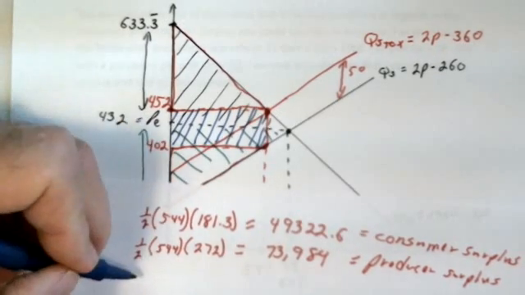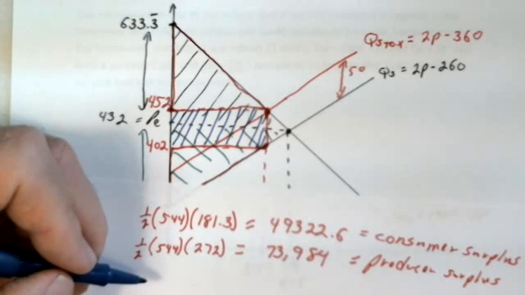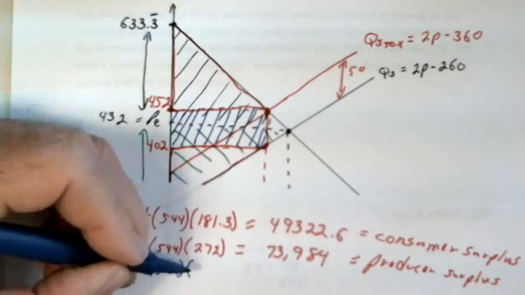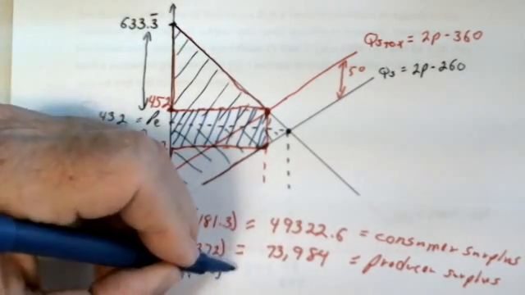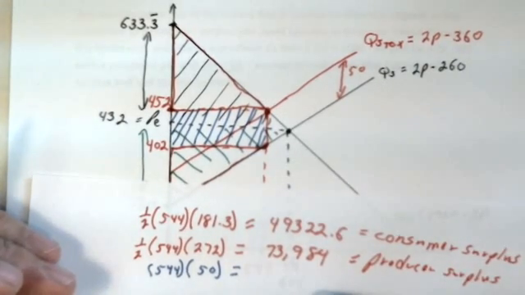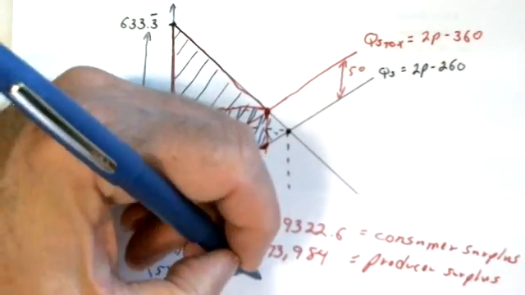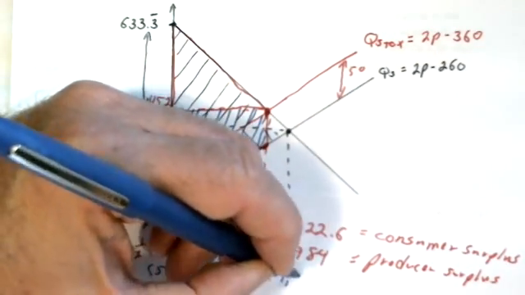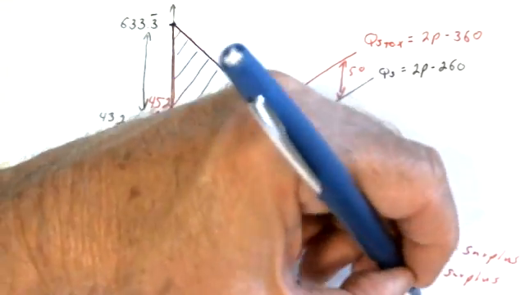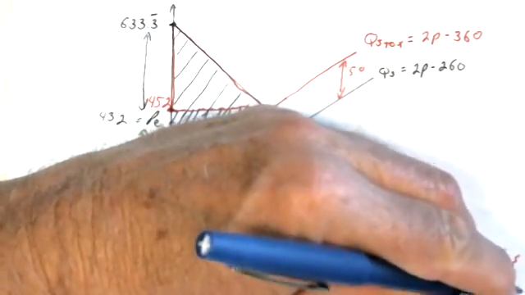Well, the government revenue is the area of that rectangle, and the area of a rectangle is just the base times the height. So the base is 544, and the height is $50. So that works out to be 544 times 50, which is 27,200. So this is tax revenue generated.